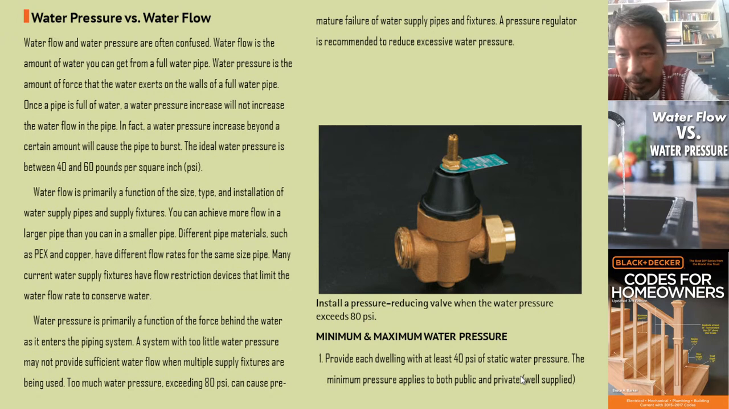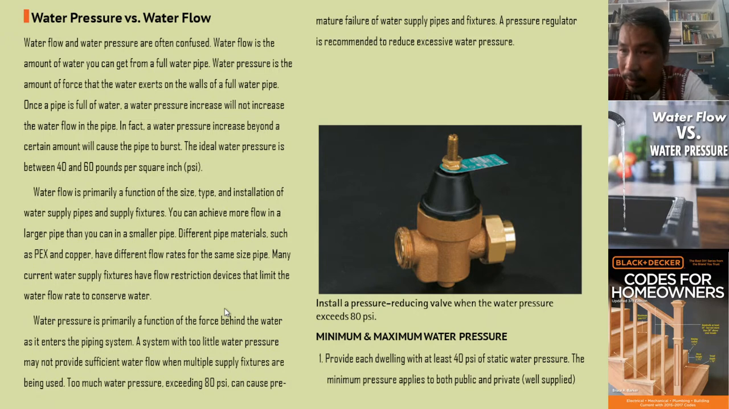Now, is it clear? Therefore, velocity is very much different from force, engine force. Velocity is much different. Okay? So, that is how we can clearly and distinctly learn the difference between pressure and flow. Okay? So, water pressure is primarily a function of force. That's why we can think of it as engine force. The amount of force that the engine could provide.